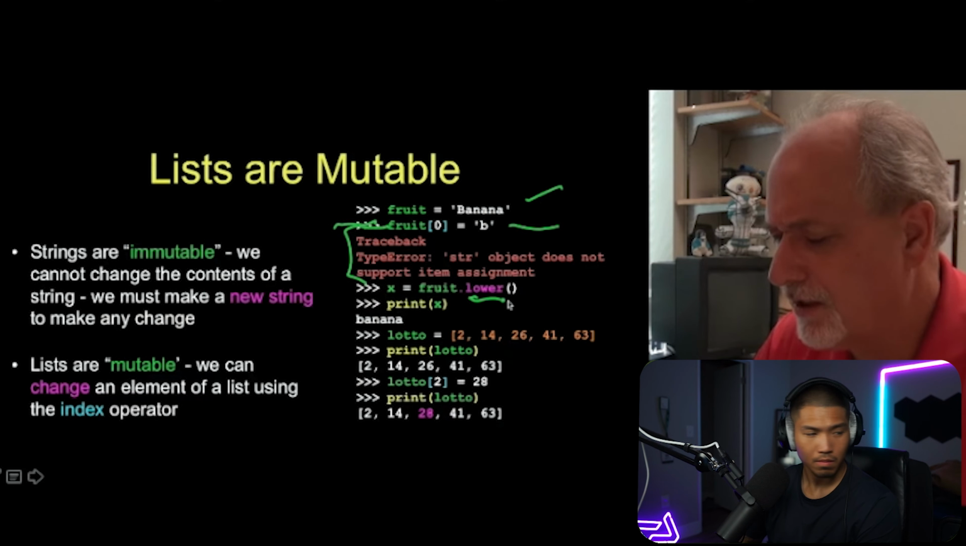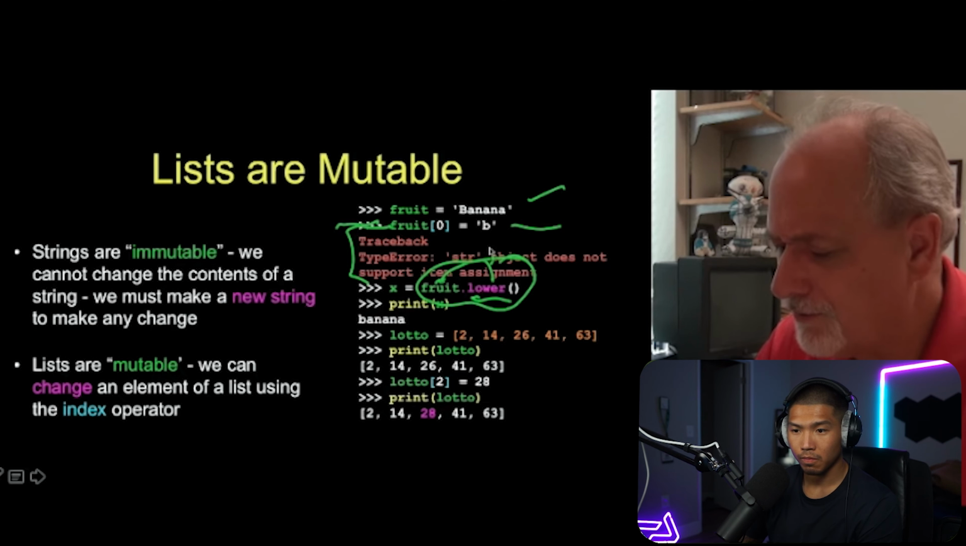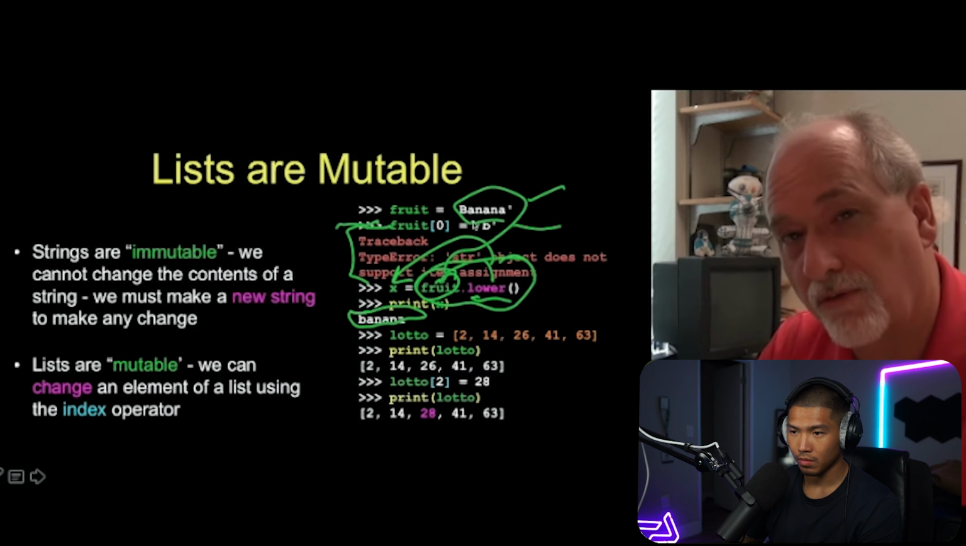And that's why when we do things like lowercase or uppercase, we take a look at the fruit and we say, give me a lowercase copy of that, and then we take the return value from this and we store that in x, and that's how x becomes a lowercase banana. But fruit is still the original one, so fruit has not changed.